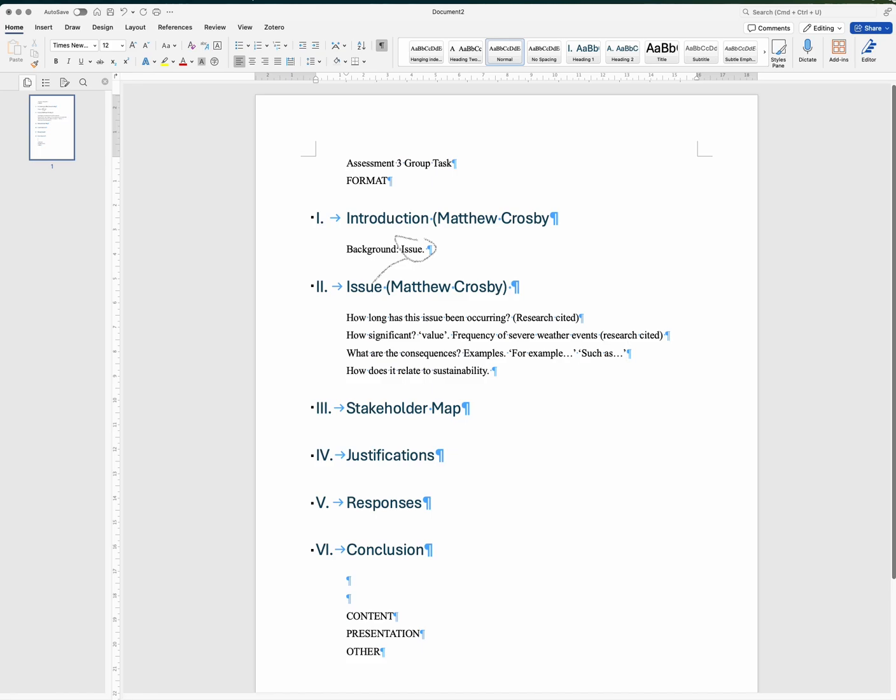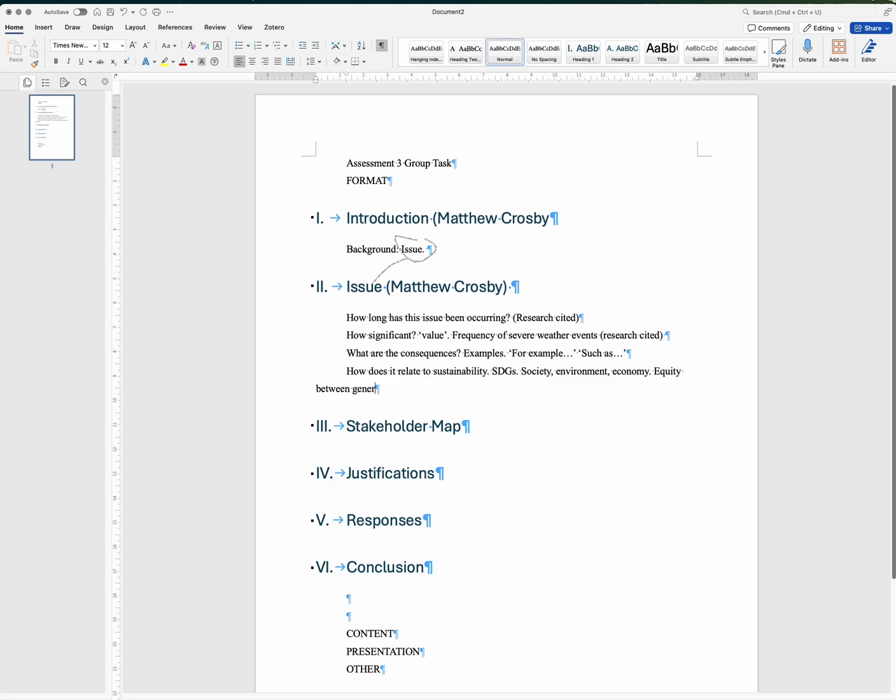I think too, it's here that when you're in the issue state. Oh, sorry, let me just do this. I think that with sustainability, you can bring in the SDGs. You might bring in society, environment, economy. Or you could even talk about equity between generations. These are the definitions that we know from Moscato, pages 3 and 4.